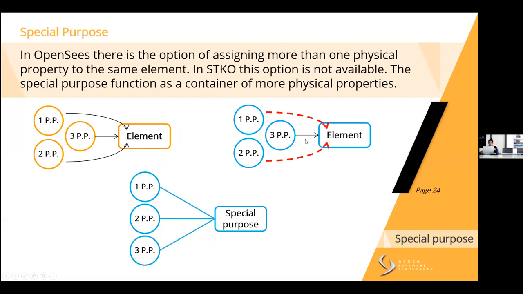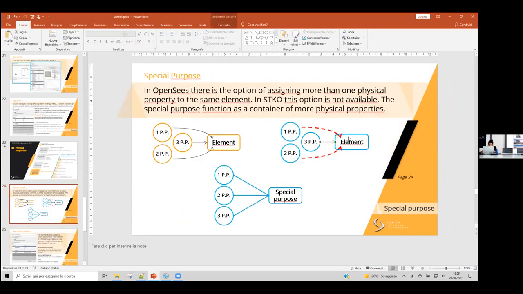It's much easier if you have one single thing that is applied to each element so that you can identify it clearly. The special purpose function, which is the last chapter of our class, is a container for more than one physical property. So you can just put them all in, and then this one is actually applied to the element. Maybe we should show you like this. Yes, this kind of makes more sense.